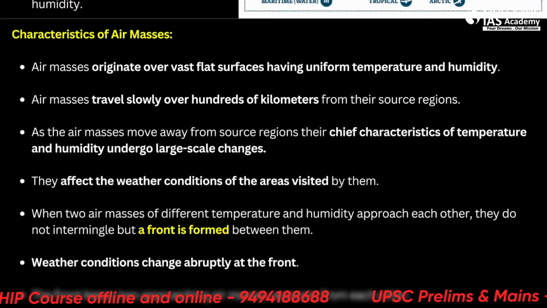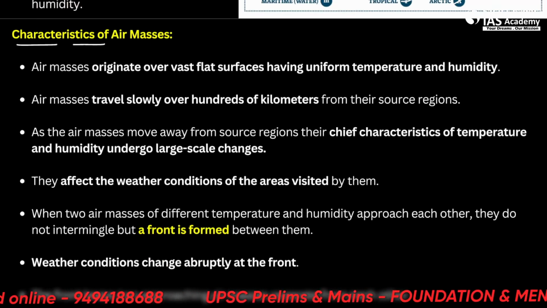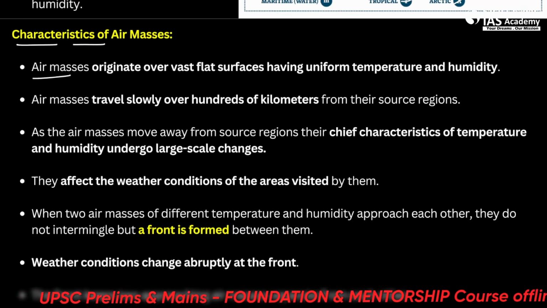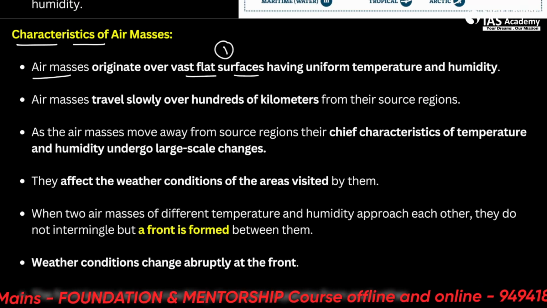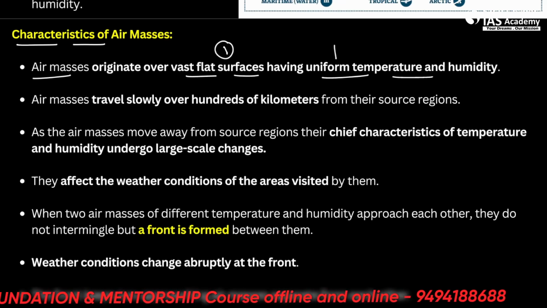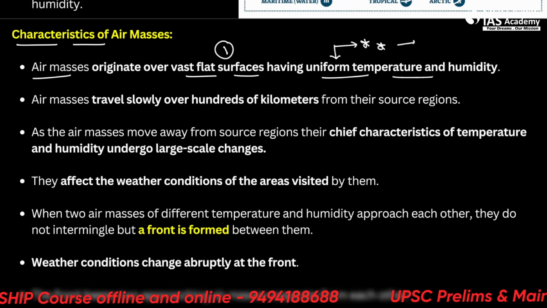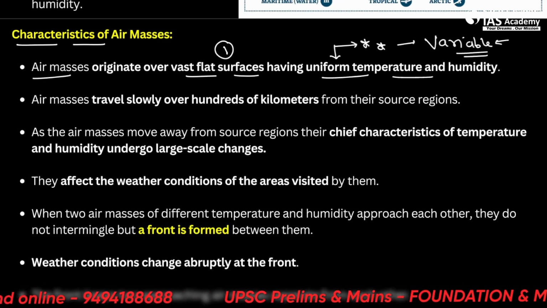Now, where can a question come from? What is the characteristic of air masses? This is a very important characteristic that we must take care of. Air masses originate over vast flat surfaces, having uniform temperature and humidity. So uniform is the key here. It's very, very important. They can just change the word to variable and you will not be able to figure out the difference.